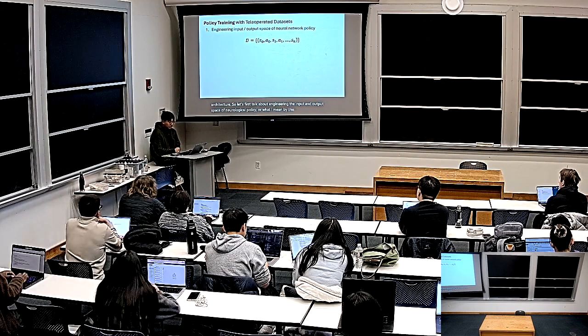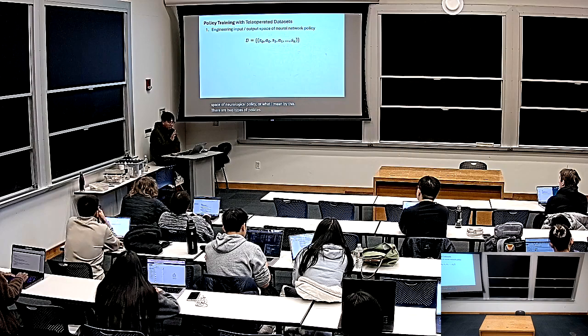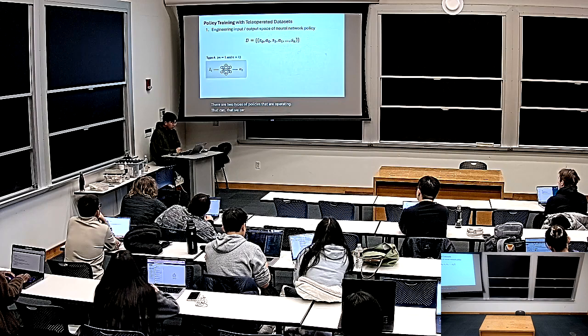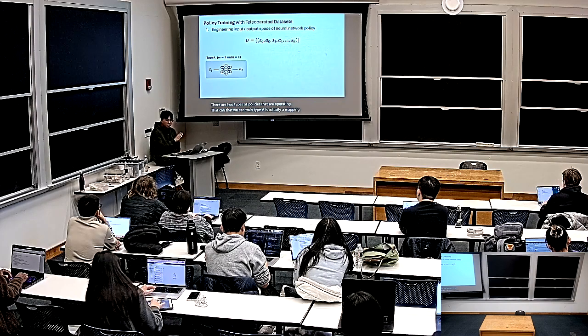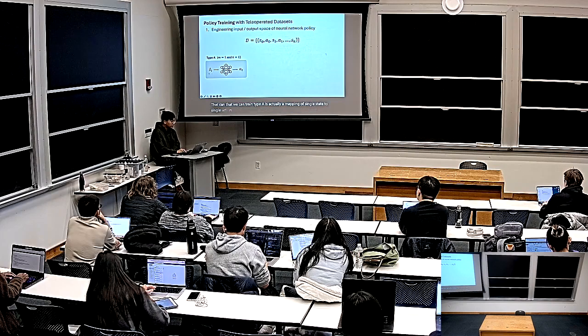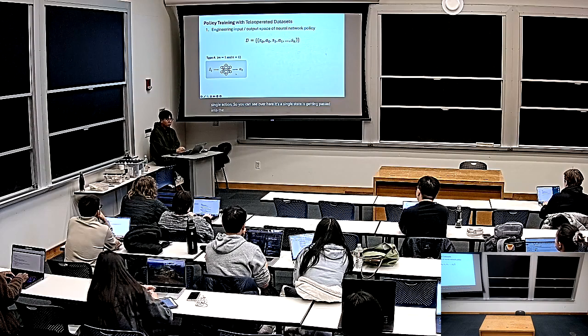There are two types of policies that we can train. Type A is a mapping of a single state to a single action. You can see over here, a single state is passed into the neural network policy, and the policy is trying to predict a single action.